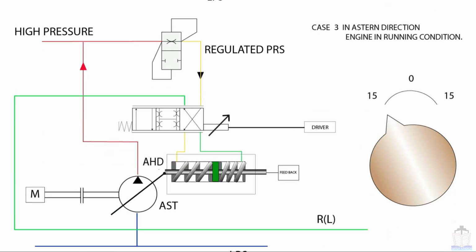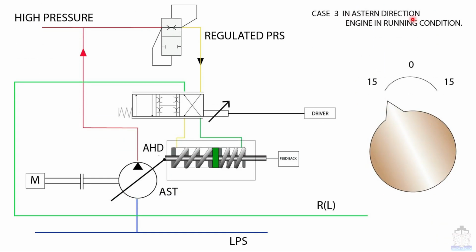Now going to see case number 3. In astern direction, engine in running condition. In that case, the hydraulic pressure will act here. The driver will change the pilot valve spool position in such a way that this pressure will act over here and move this piston in the right direction, and hence this swash plate cam will change to astern direction.